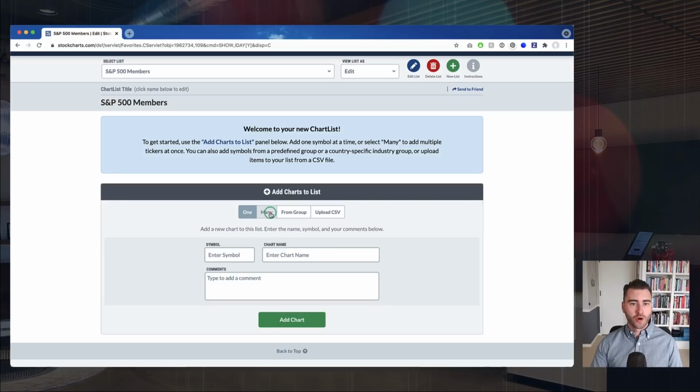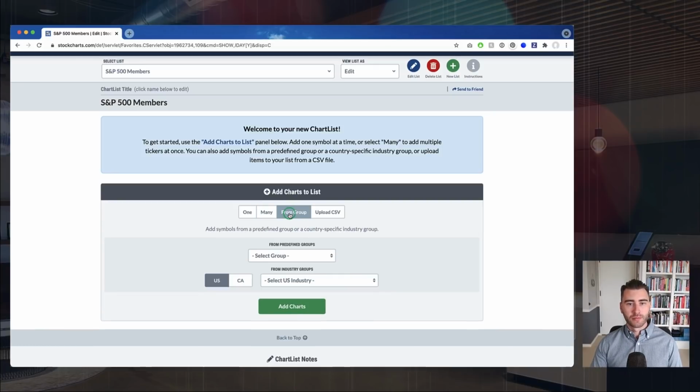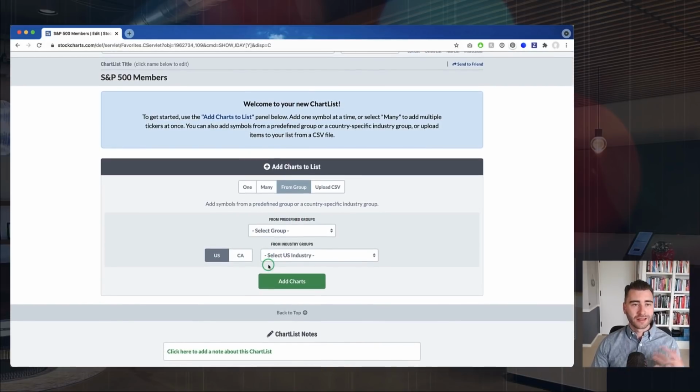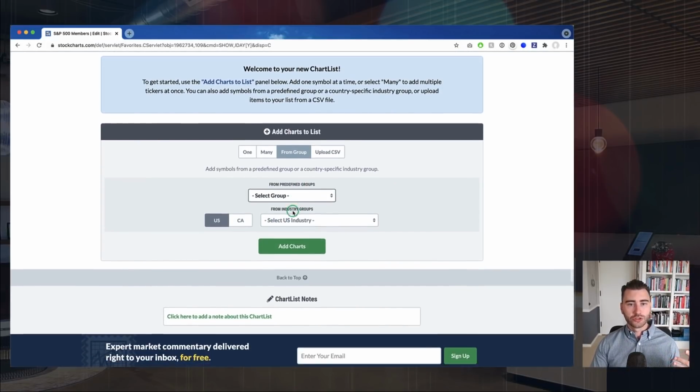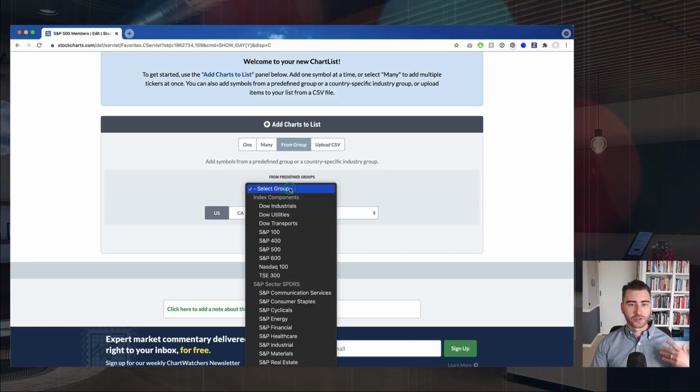And instead of clicking one or clicking many, we're going to go over here to from group. Now, when you hit this from group tab, you've got a couple of different options. We've got lots and lots of predefined groups that you can choose from to fill out this list. When you open up this predefined groups menu, you notice that you got some of those major indexes right here, all the components of those major indexes. So if you want to build out lists for everything in the S&P 100 or all the stocks in the Dow Industrials, it's really easy. All you have to do is create a new chart list and then come over here to this from group option, select the group that you want and hit add.